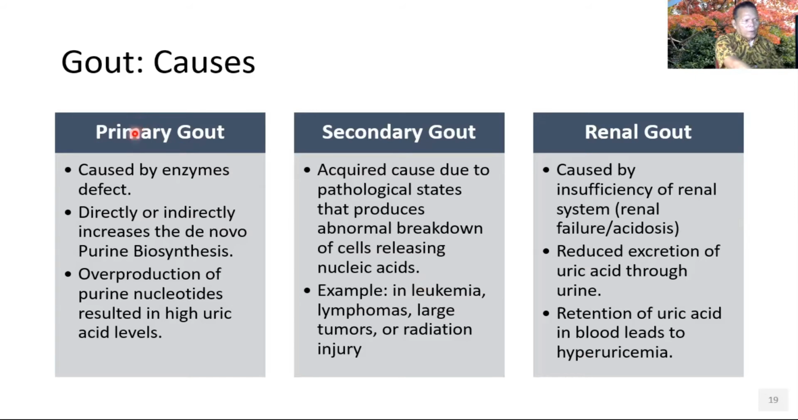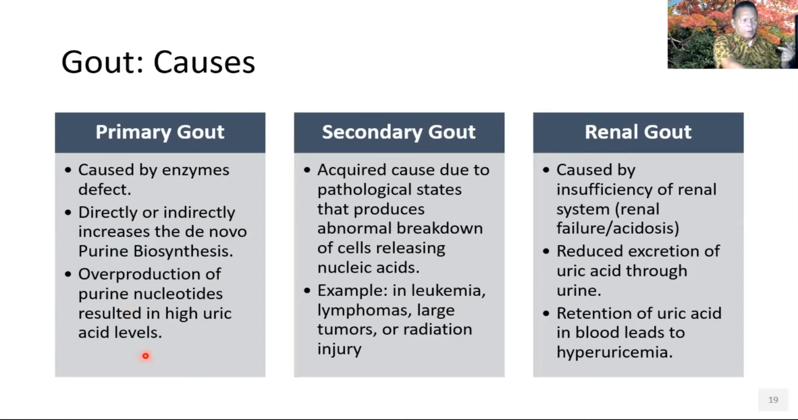Primary gout is caused by an enzyme defect that directly or indirectly increases de novo purine biosynthesis, and overproduction of purine nucleotide results in a high uric acid level. Let us repeat it once again: it is caused by an enzyme defect, directly or indirectly increasing de novo purine biosynthesis, and overproduction of purine nucleotide results in a high uric acid level.